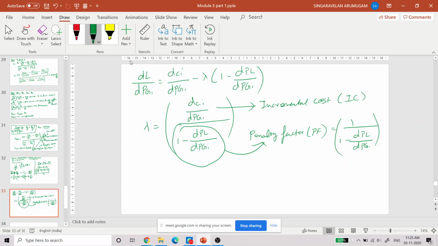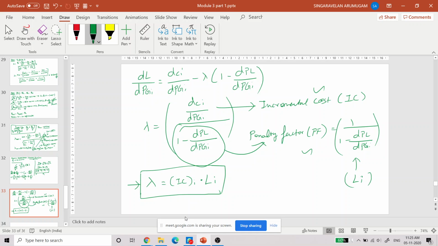So this lambda can be easily calculated with two things. One is the incremental cost of this i, and also the penalty factor. This penalty factor can be written as Li. So Li is nothing but the penalty factor. So this is to find the lambda. If you know the incremental cost and if you know the penalty factor, then we will find out the lambda. We all know that lambda plays an important role in getting the optimization value. Even without including the losses, we find that lambda is very, very important. So you need to understand this concept.